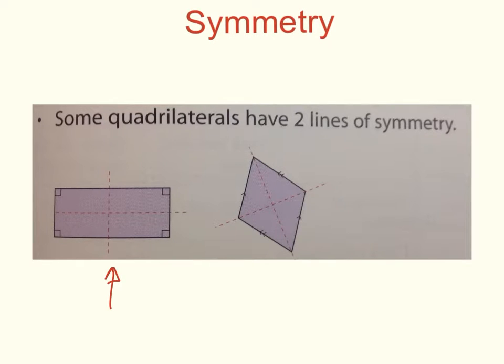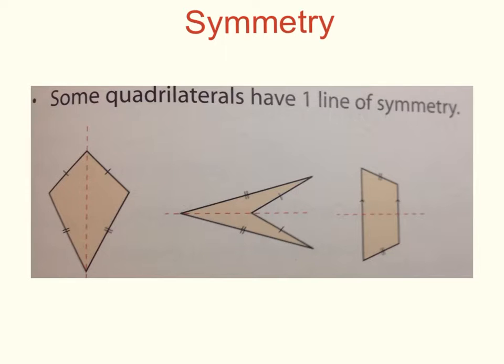With the other shape, the diamond looking shape, it also has two lines of symmetry. If I cut it right down the middle there and fold it over, side 1 would be the exact same as side 2. It would fold over nicely onto each other. And if I cut it this way, I could fold the bottom half up to the top half, and side 1 and side 2 would be the exact same. So that means they're symmetrical.